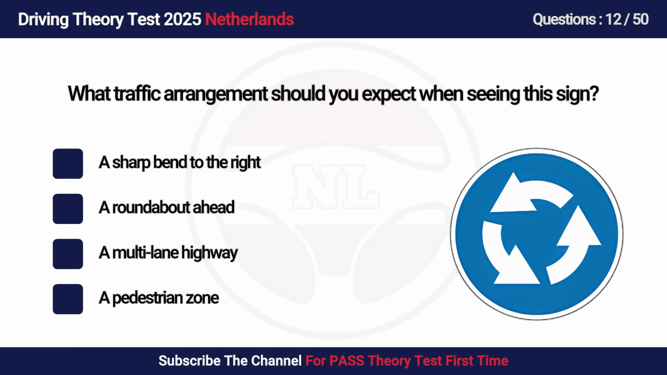A. A sharp bend to the right. B. A roundabout ahead. C. A multi-lane highway. D. A pedestrian zone.